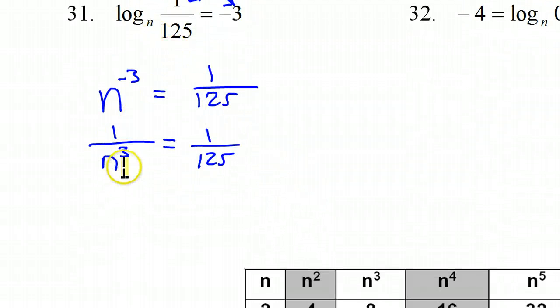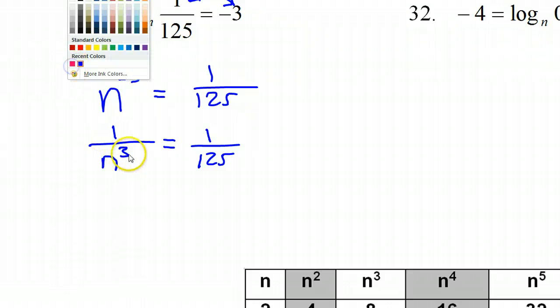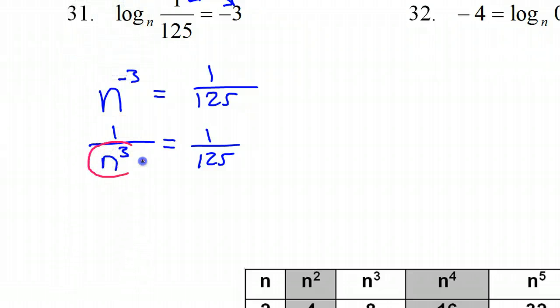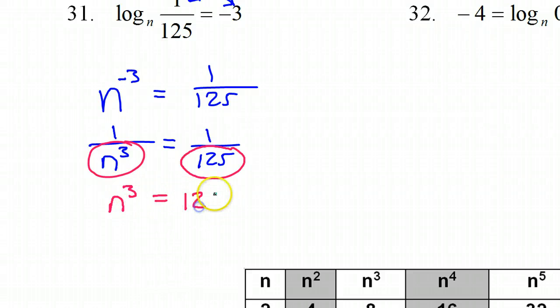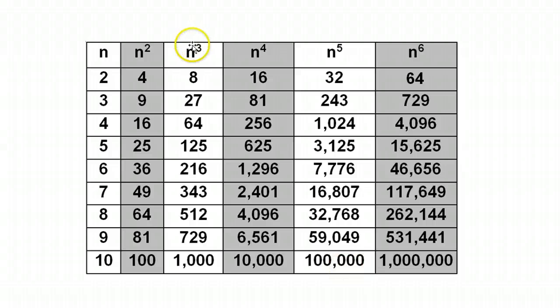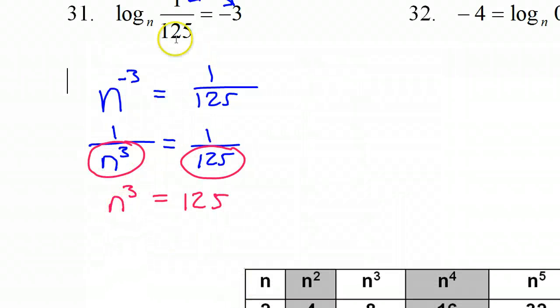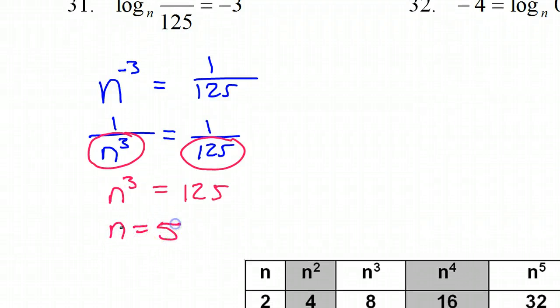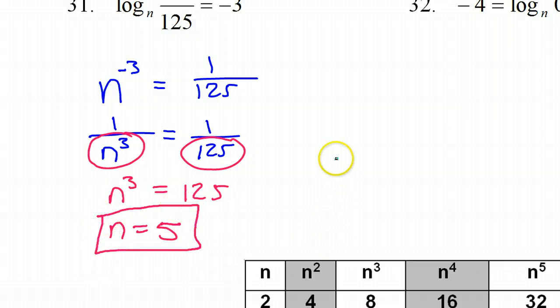Well, look guys, can you see that these two parts are going to be the same? I've got 1 over this, I got 1 over that. Alright, that tells me that n to the 3rd power must equal 125. So what to the third power gives you 125? Okay, third power, 125. Oh, look, 5 to the third power is 125. So that means n must be 5. Okay, genius.